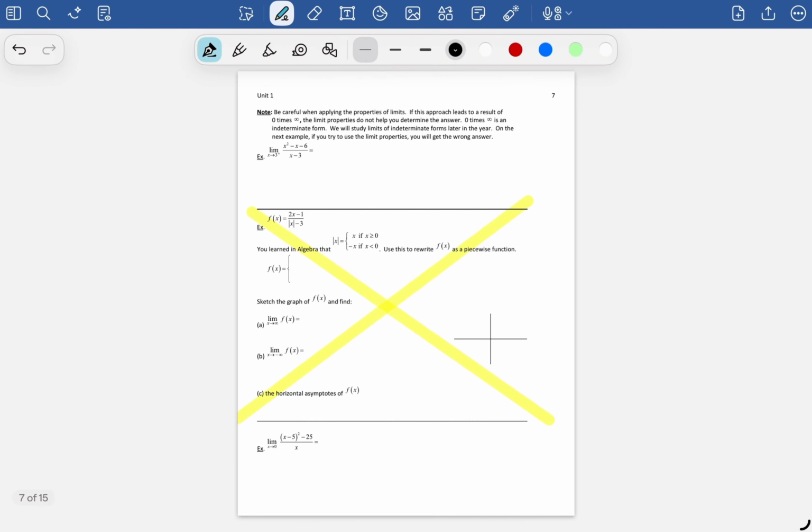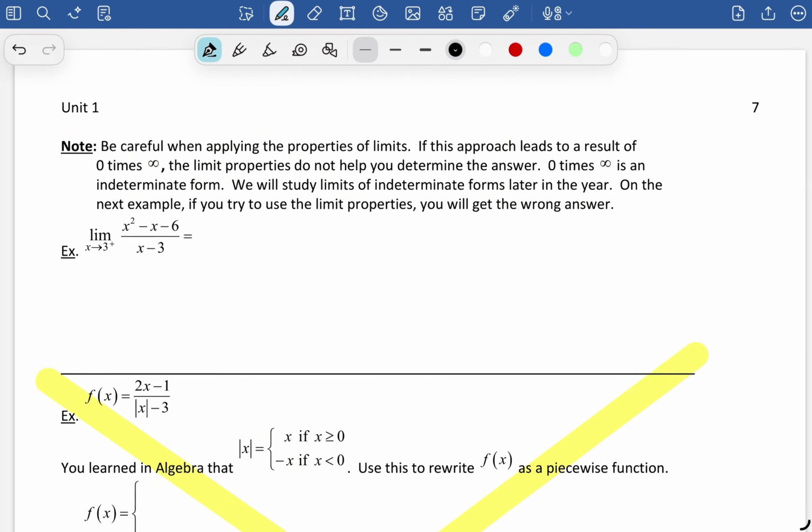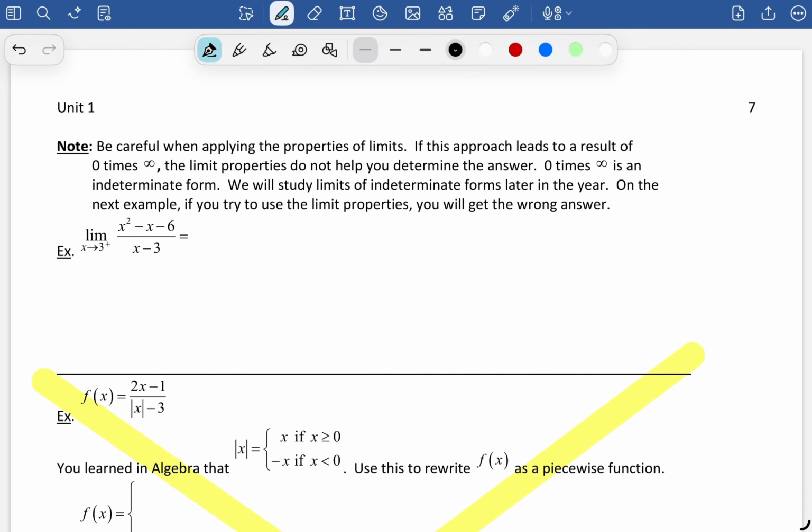Let's move on. Let's look at this example. We have to be really careful when applying the properties of limits, because if this approach leads to a result of, for example, 0 times infinity, or the limit properties do not help you determine the answer, 0 times infinity is an indeterminate form. We will study this form later in the year, so right now we cannot use the limit properties. We've got to instead simplify a little more, right?